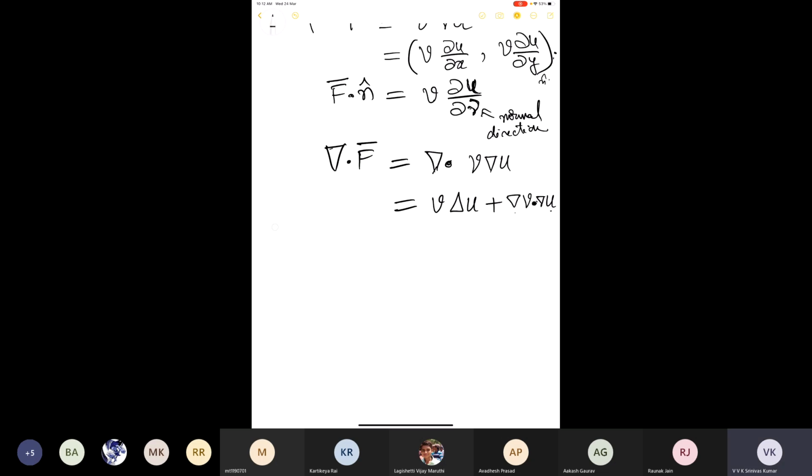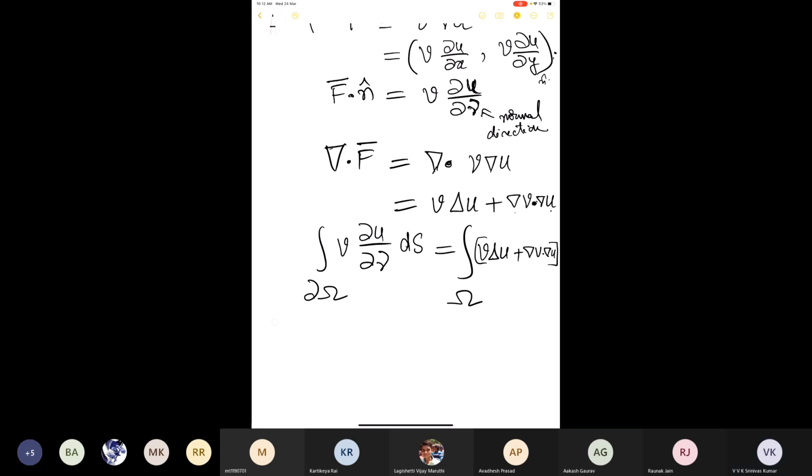So substitute this in the divergence theorem. The divergence theorem says that the boundary integral of f bar dot n cap, that is v del u del nu, is equal to the integral on the domain of v Laplacian of u plus grad v dot grad u. So this is our Green's identity.